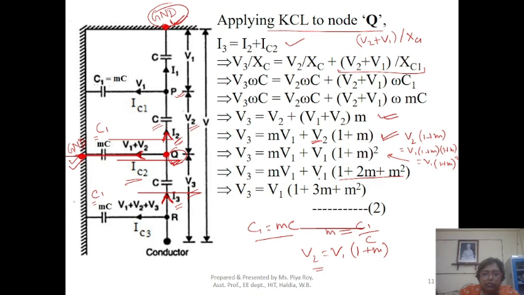So finally, taking V1 as our common part, we have equation number 2. This is our final expression, or in other words, this equation 2 can be expressed as V1 equal to V3 whole divided by (1 plus 3m plus m square). So we actually use equation 2 in both ways, this way or this way. Same thing.